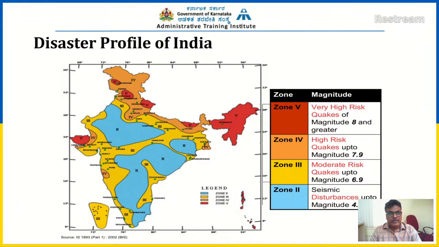What is zone 3? Magnitude of earthquake should be up to 6.9 on the Richter scale. It is moderate. Zone 4 is a high risk area, where on the Richter scale the magnitude is up to 7.9. And anything above 8 on the Richter scale is a very high risk area. If you see the map, you can see some of the northeastern states, and also part of the northern Indian belt, the Gangetic belt particularly, and the Bhuj area in Gujarat. These are the most vulnerable, very high risk areas for earthquakes.